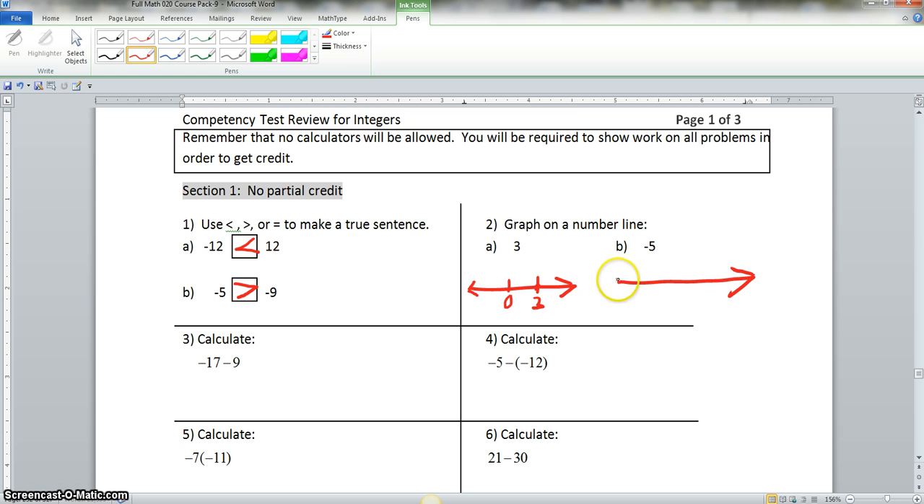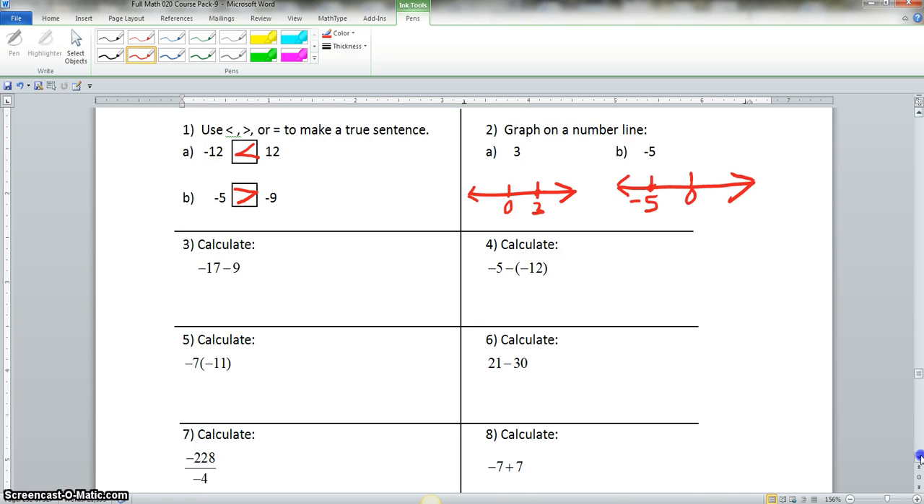Now we go here to the negative 5. Put 0 in the middle, and we know negative 5 is to the left of 0. And then we put our point on the line to signify that this is negative 5. Okay, now number 3.